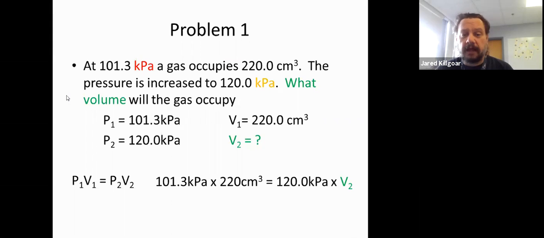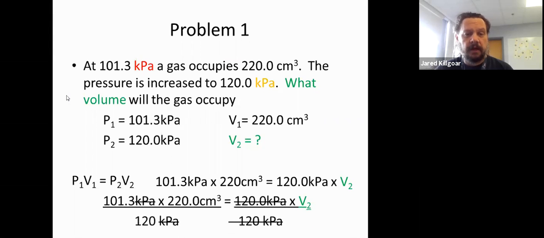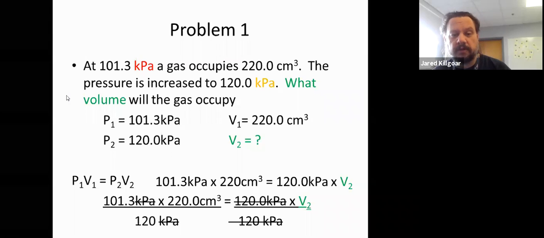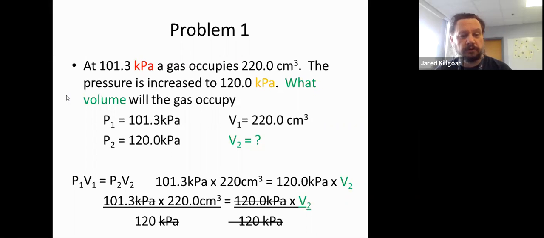So I just do a little algebra and I set it up. I multiply the two and I divide by 120 kPa. Notice my units cancel out, and I'm left with 101.3 times 220.0 centimeters cubed over 120 kPa. The kPa, kilopascals, cancels out, leaving my only unit as centimeters cubed. So I calculate that value, and I should get 185.7 centimeters cubed.